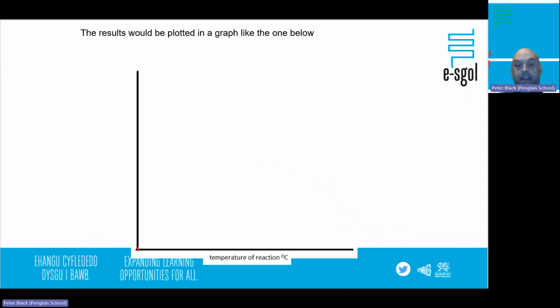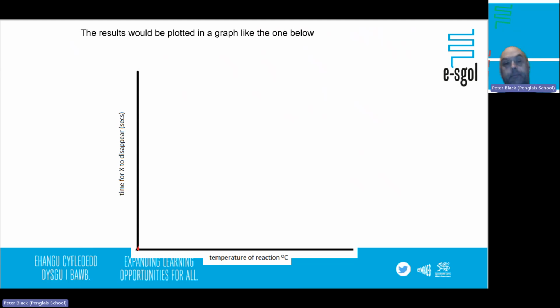So we could plot a graph that looks like this. Let's say we want to see the effect of temperature on rate of reaction. So we plot temperature versus the time it takes for the cross to disappear. And well, I'm going to let you think about what that graph might look like. I'll give you a second or two to think about it.